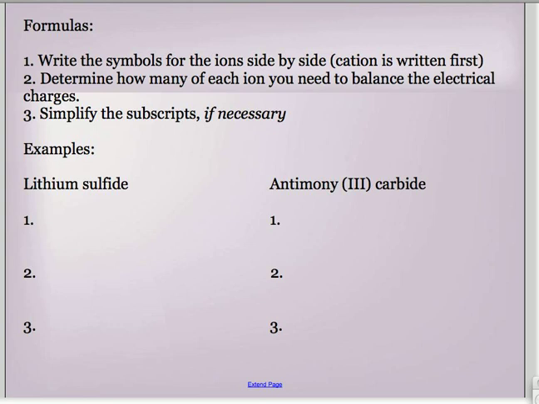What's the lowest thing they can both equal? Keeping in mind your cation is going to be obviously positive. Your anion is obviously going to be negative. And then just check to make sure your subscripts are as simple as they can be. And we'll look at an example of that.